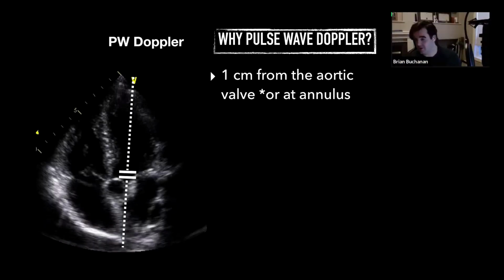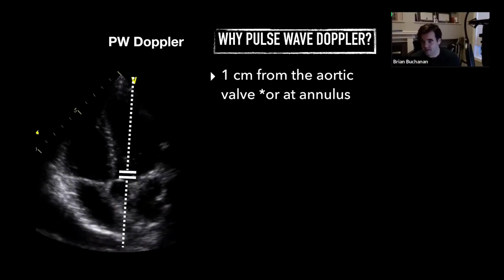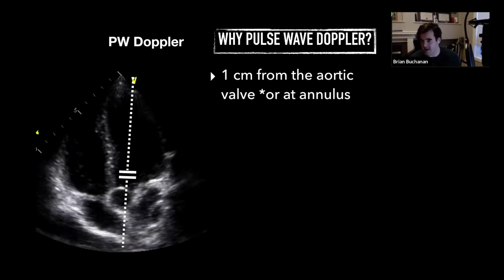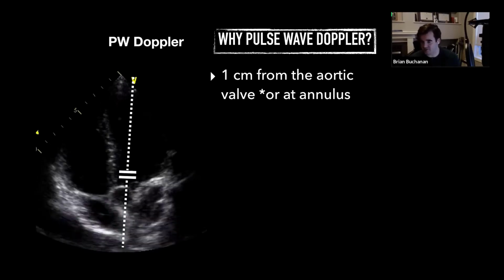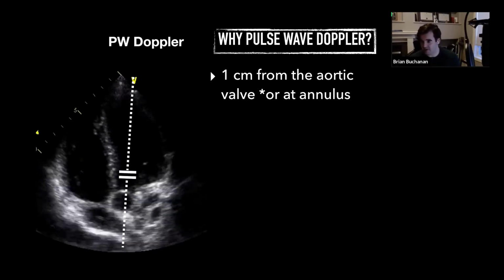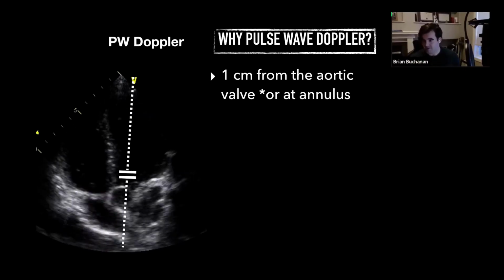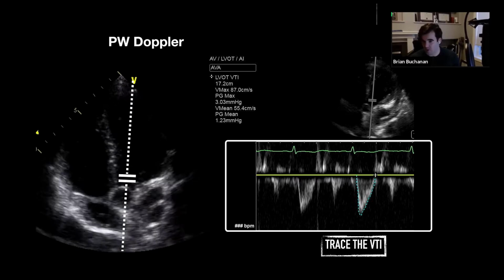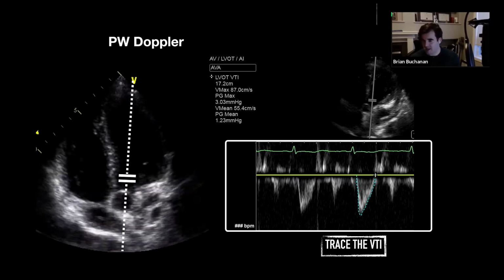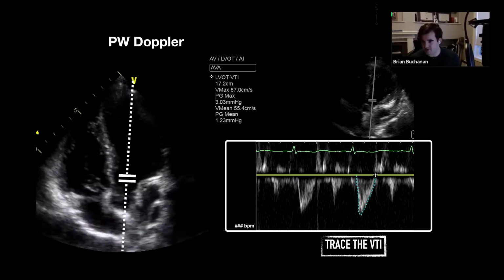I've also heard some people have advocated for placing it at the aortic valve leaflet insertions. That way, it's a little more standardized. Once we place this and we press Doppler, it gives us this beautiful waveform on the right side. And obviously, we have some ECG gating here.